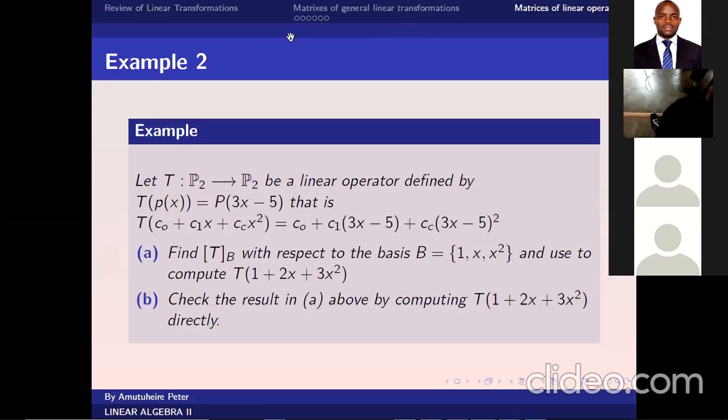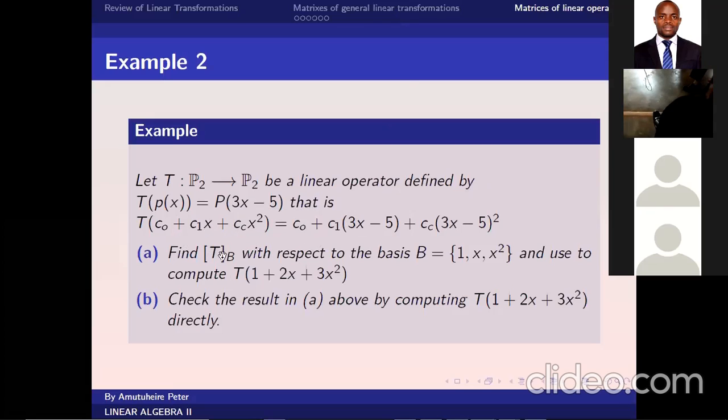You go to page 31. P(x), P of 3x minus 5. That is, give it a polynomial of degree 2. A polynomial of degree 2 is of this form. So it returns, where there is x, it replaces x with this 3x minus 5. Where there is x, it replaces it like that. A constant comes as a constant, then where there is x, we have that.